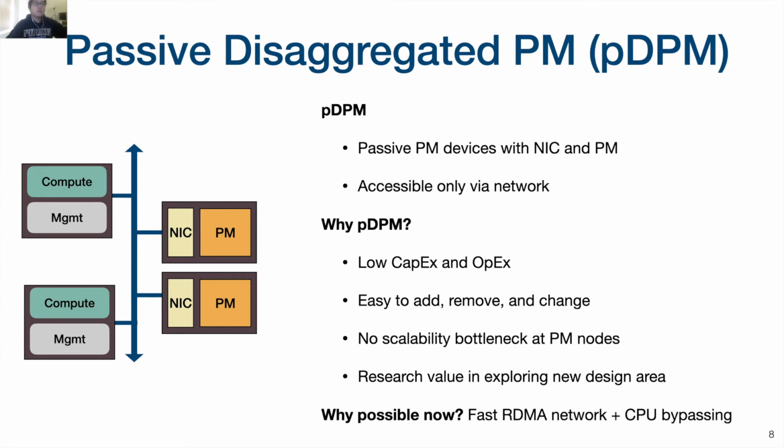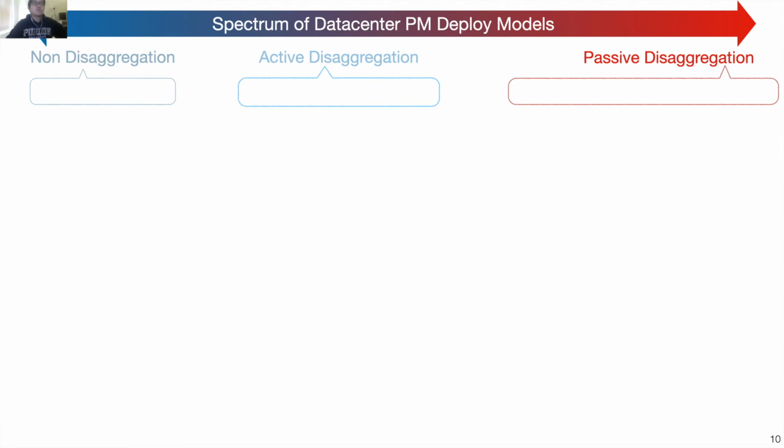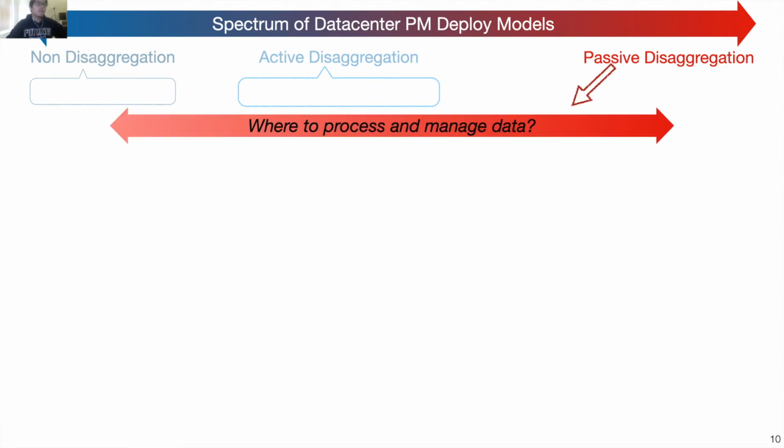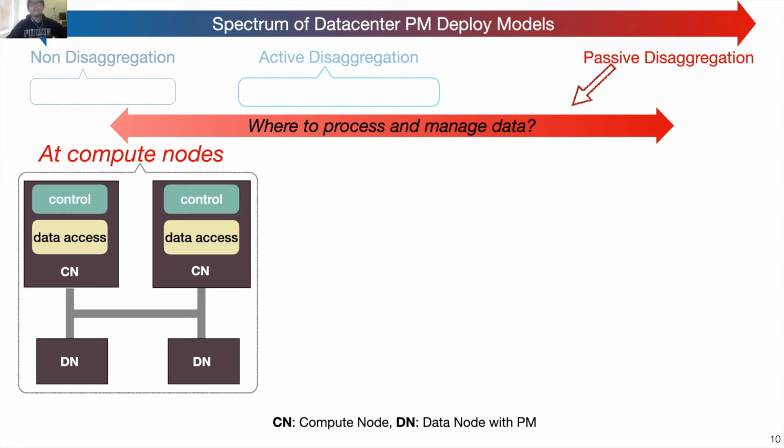With this new hardware model, the natural and most important question is, without processing power at PM, where and how shall we process and manage data? A most straightforward way is to run everything, including data accesses and PM management, at compute nodes, or CN. This architecture essentially distributes both data and control planes to those CNs.